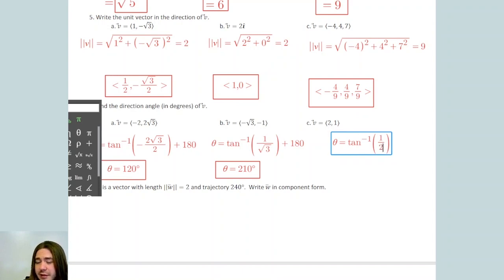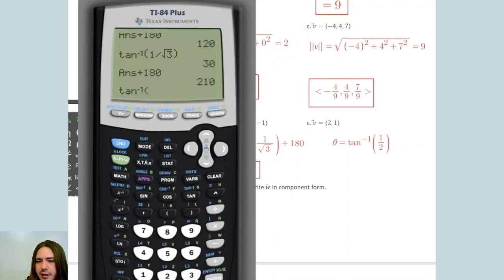I don't think this is going to be a nice clean angle like the last two, because 1/2 is not one of our common ratios on the unit circle, so we should expect to get an irrational value here. And it should be acute because we're in quadrant 1. So let's double check here. Inverse tangent of 1/2, probably going to be, if I had to guess, like 70 degrees or somewhere like that.